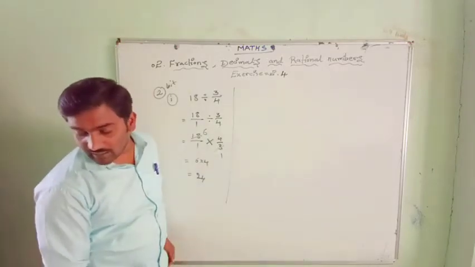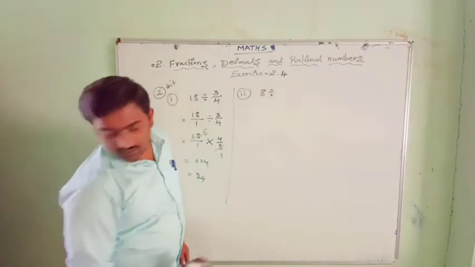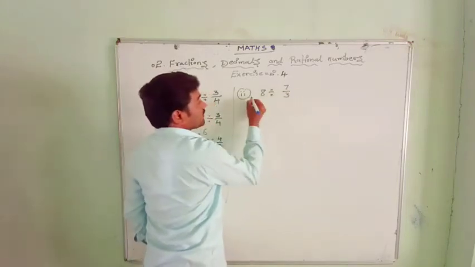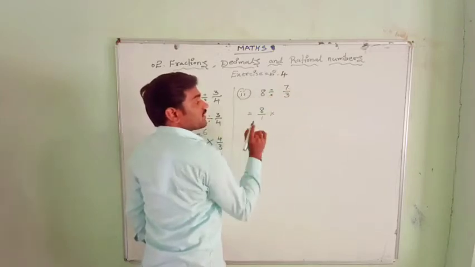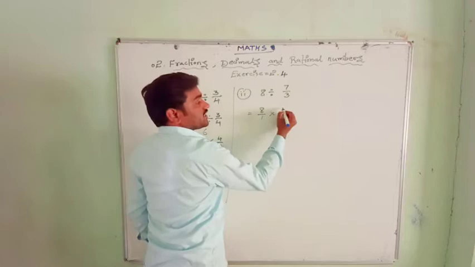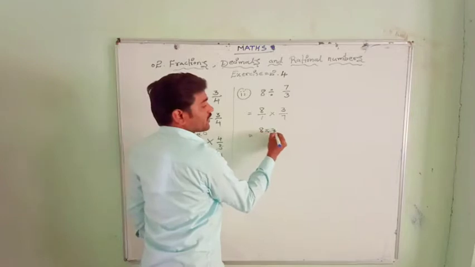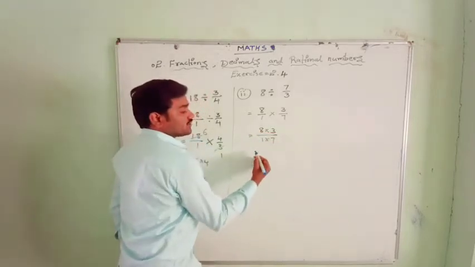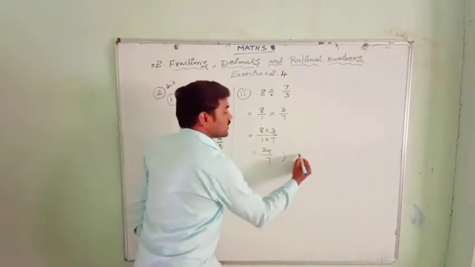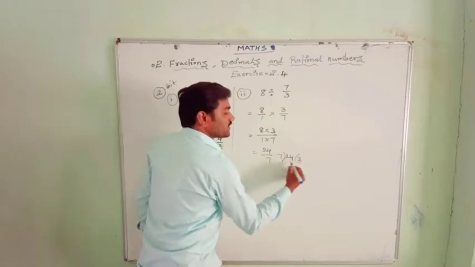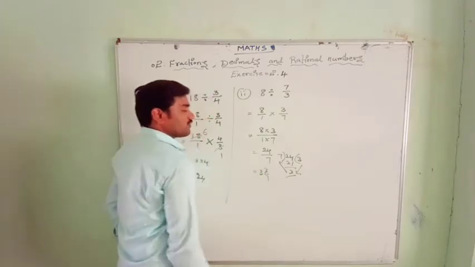Then we have a second question, 8 divided by 7 by 3. See how I am going to do this. Simple, 8 I will write as 8 by 1, and this division symbol becomes a multiplication. Reciprocal of 7 by 3 is 3 by 7. So 8 into 3, product of numerators by product of denominators, 1 into 7. Here it is 24 by 7. This you can also express in the form of mixed fraction. 7 3s are 21, 3 left. That is 3 whole 3 by 7.